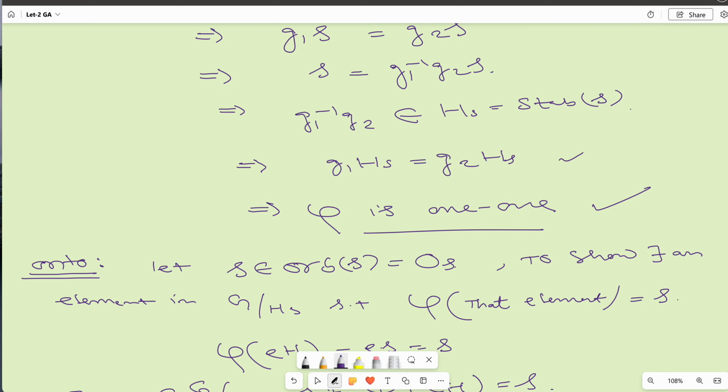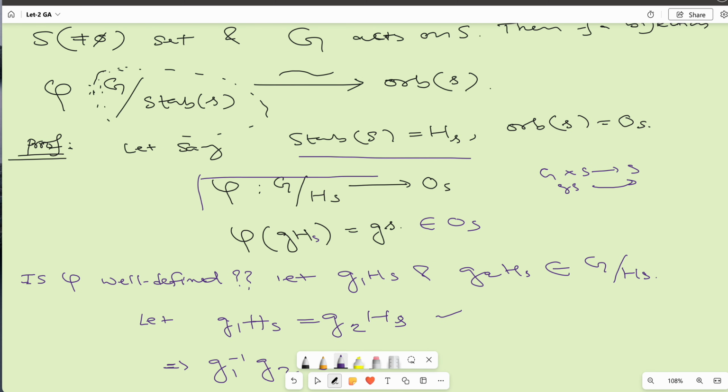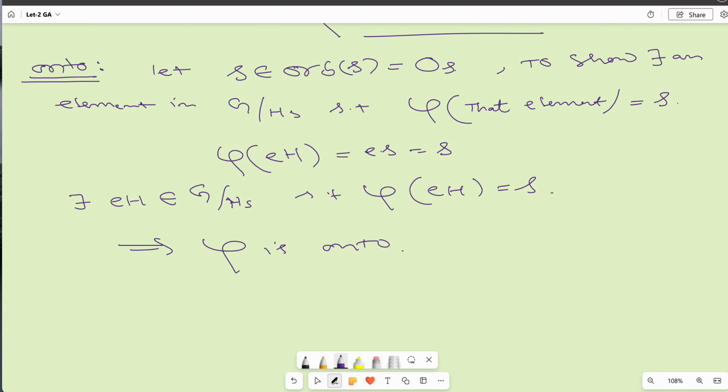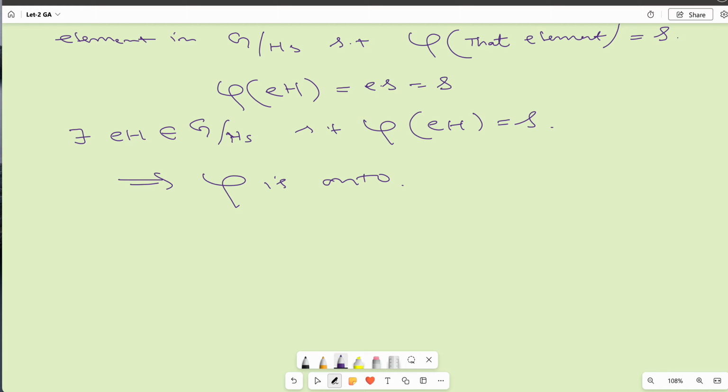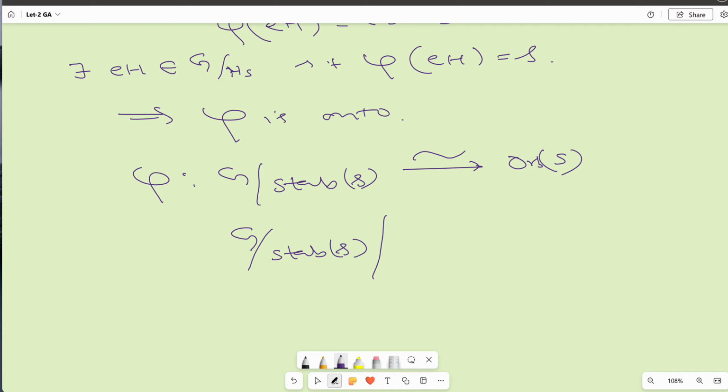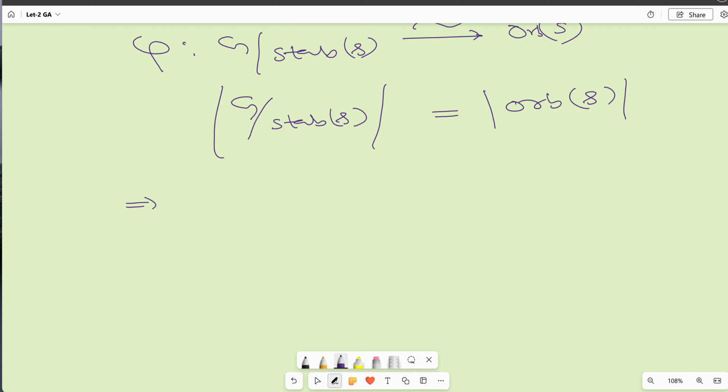So now my point is that this map is a bijection. If this is a bijection, the cardinality will be the same, because phi is a map from G mod stab S, that means the stabilizer of S, to the orbit of S. Since this is a bijection, as we have shown, the cardinality of G mod stab S is the cardinality of the orbit of S. This implies that cardinality of G divided by cardinality of stab S is the cardinality of the orbit of S.